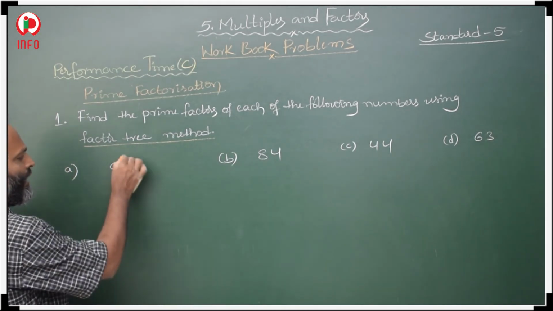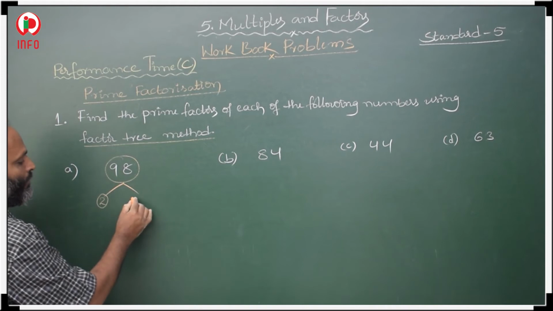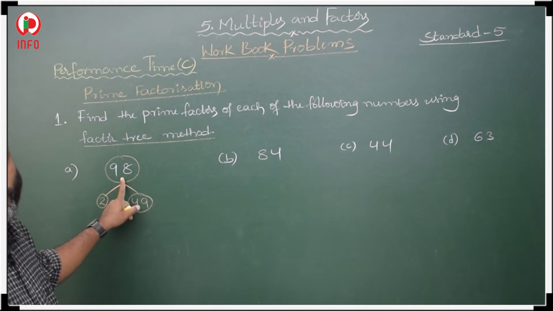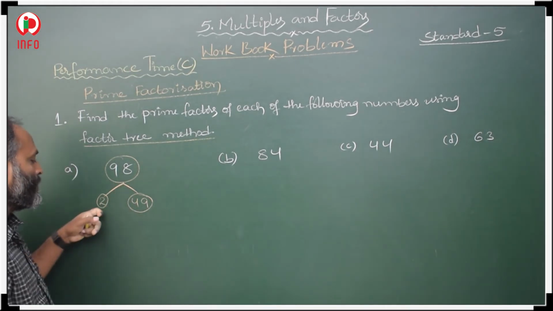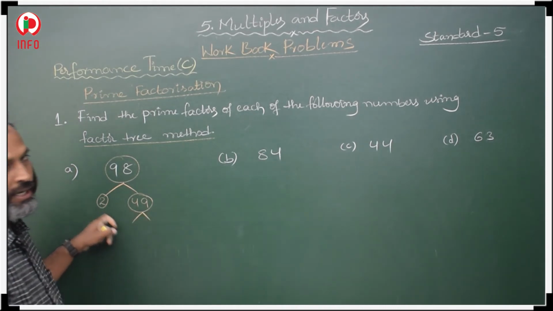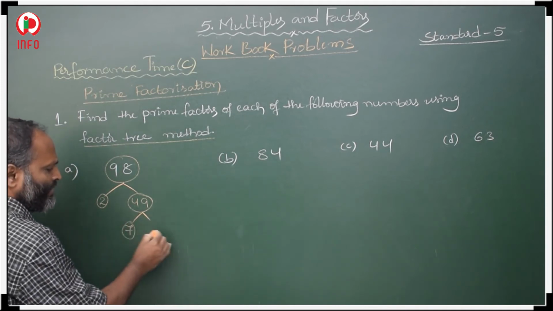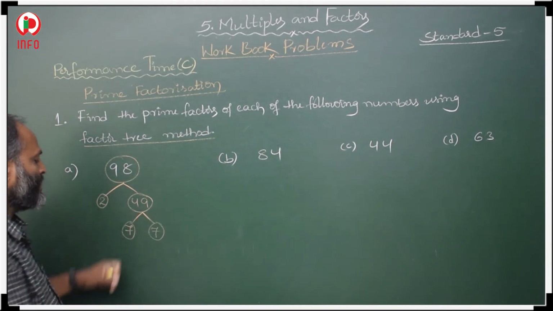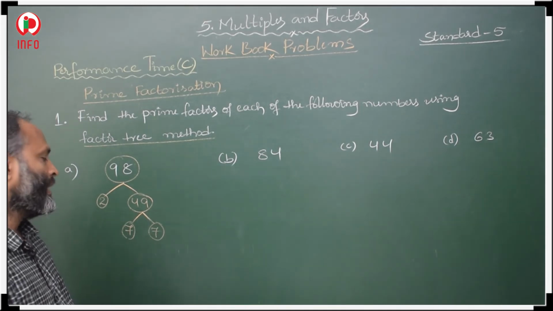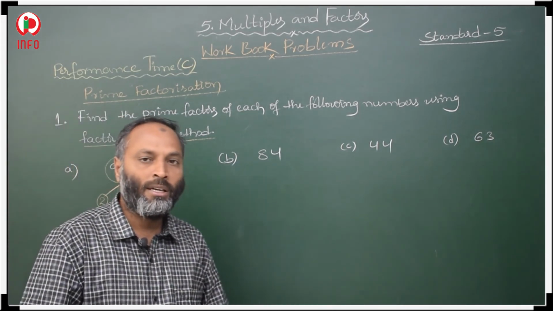So, it is divisible by 2. 2 times 49 is 98. Again, this 2 is a prime number. So, we have to break this 49. How? 7 sevens are 49. Then after that, check once. What about this 7? 7 is a prime number and this 7 is also a prime number. Then we cannot break this 7 and 7, because they are prime numbers.